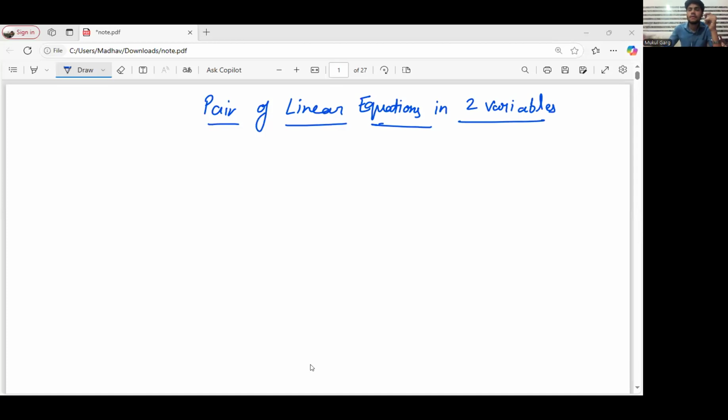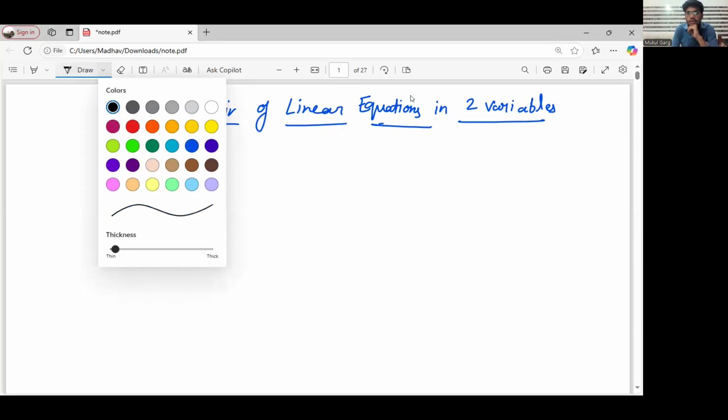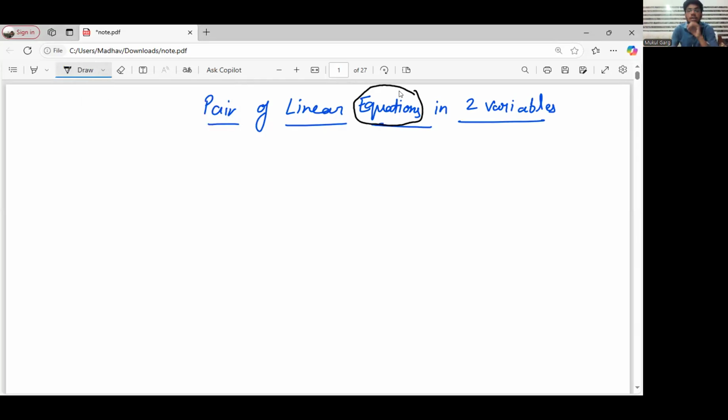Let me just present my screen. Okay. So the topic name is pair of linear equation in two variables. But before that, let's understand this word, that is equation. What is an equation? See, just try to recall what an equation is. See, equation in simplest words, I would say a balancing condition.